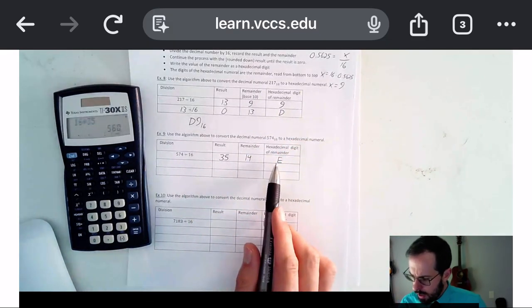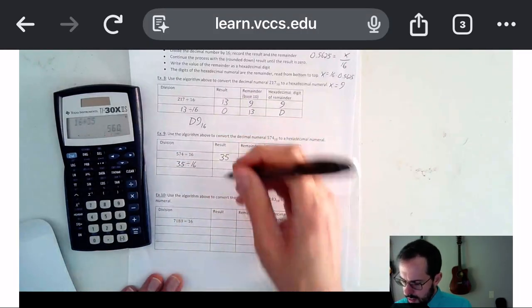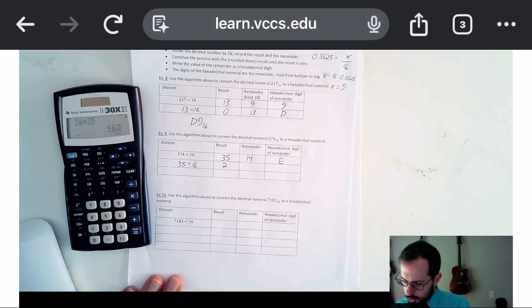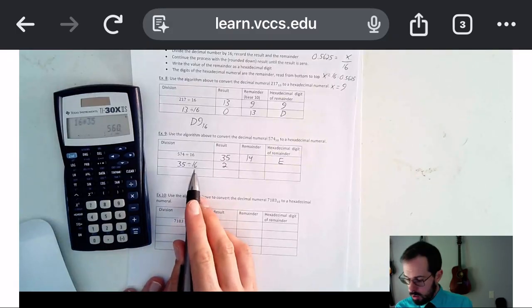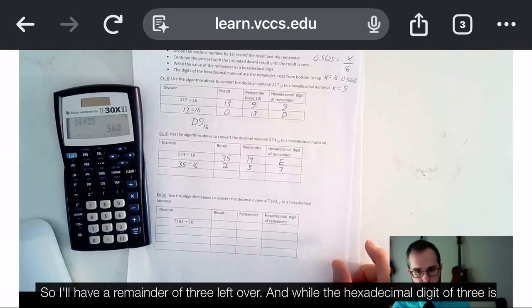All right, next up, I'm going to take the result here, 35, and divide that by 16. If I divide 35 by 16, I can do this one, not too difficult, right? That will go in twice. 2 times 16 is 32, so I'll have a remainder of 3 left over. And, well, the hexadecimal digit of 3 is just 3.